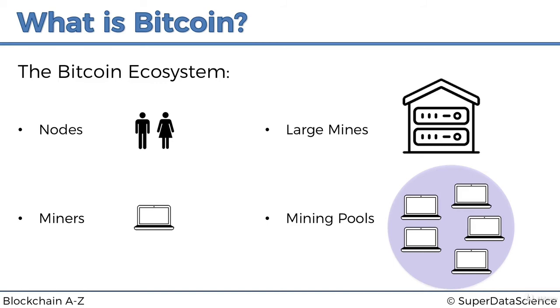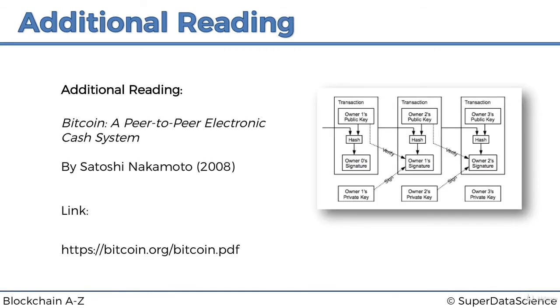So there we go. That is what Bitcoin is all about. That's the Bitcoin ecosystem. And probably the most important thing to remember is that Bitcoin is a protocol. It's not just a coin, it's a protocol that facilitates the blockchain technology and makes it come to life. It's just one of the protocols. There are multiple different protocols. And on that note, here is a suggestion for additional reading.